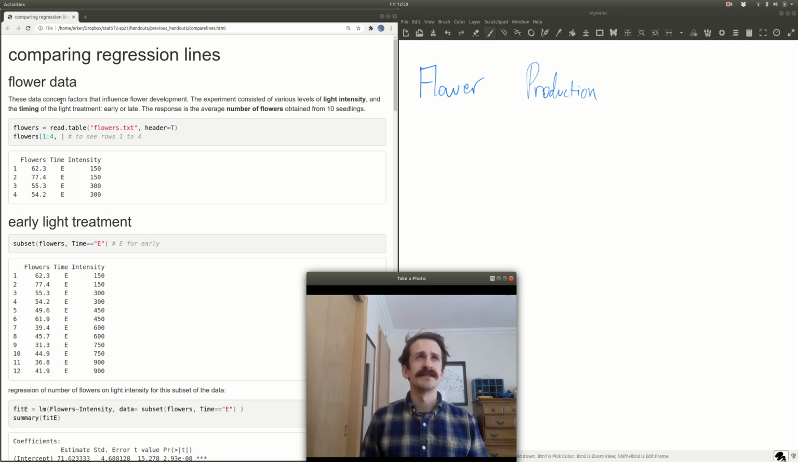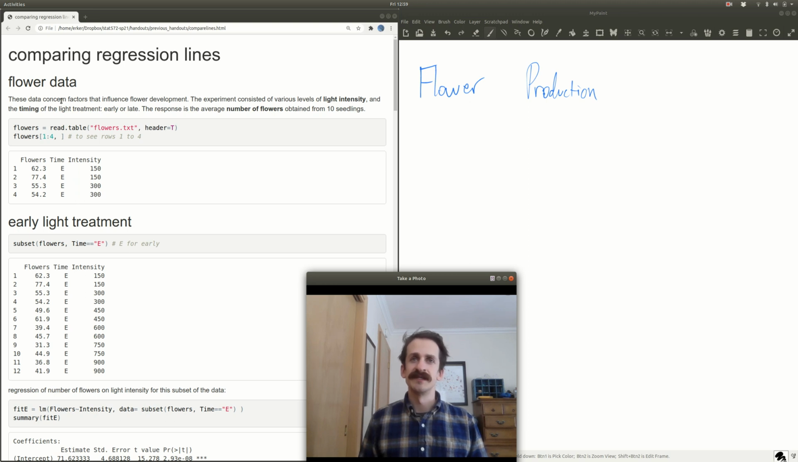Now we're going to discuss an example where we are going to go through how to compare two regression lines. And the topic that we'll be discussing, the context, is the production of flowers.